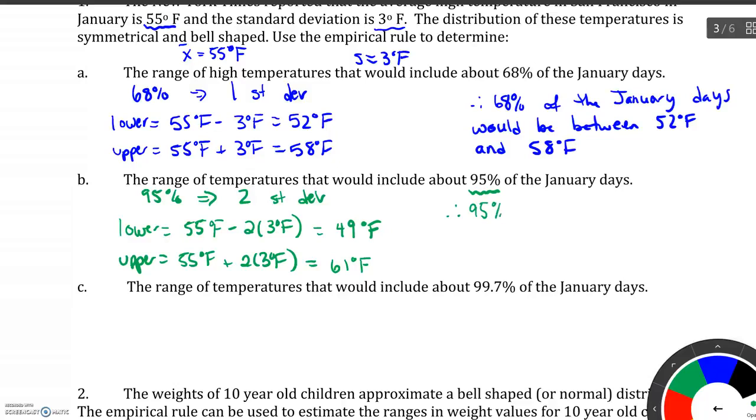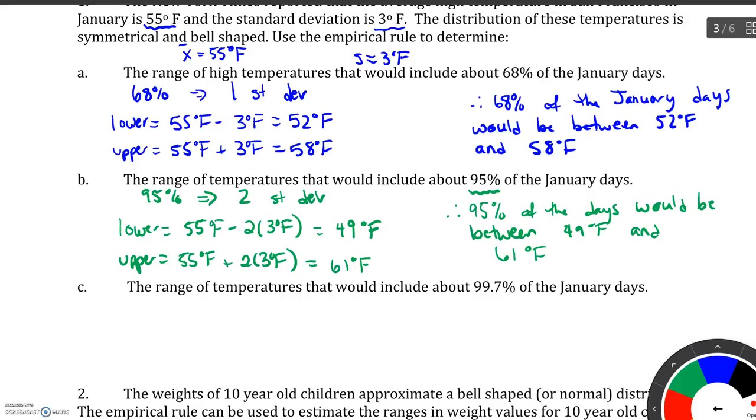Therefore, 95% of the days would be between 49 degrees Fahrenheit and 61 degrees Fahrenheit.